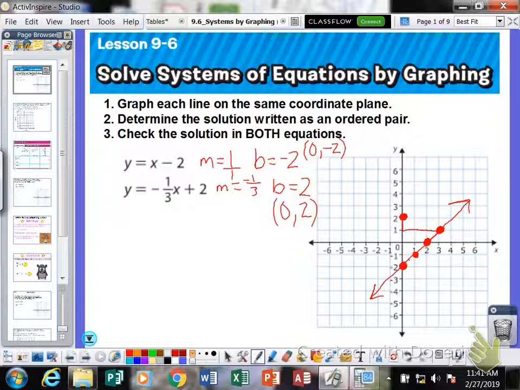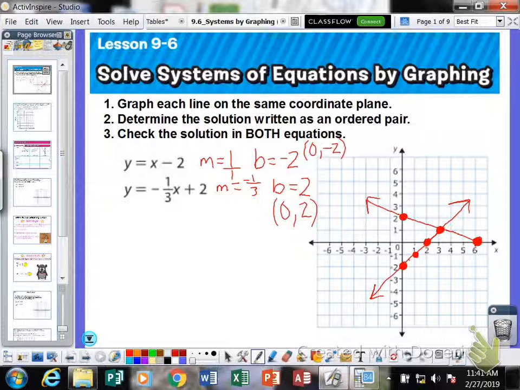Okay, again, I don't need that line that I drew here. I only drew it just so you guys understood exactly where I'm going on the graph. And again, I want to do the same thing. I'm going to go down 1 and right 3. So go down 1 and right 1, 2, 3. Down 1 and right 3. Okay, so I have 3 points. That should be enough. I'll connect these points.